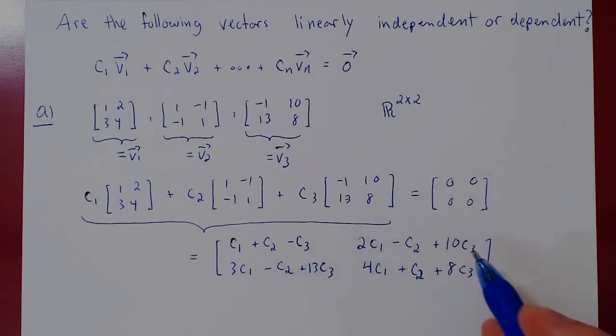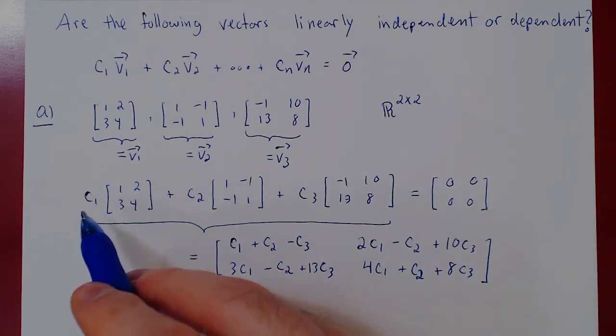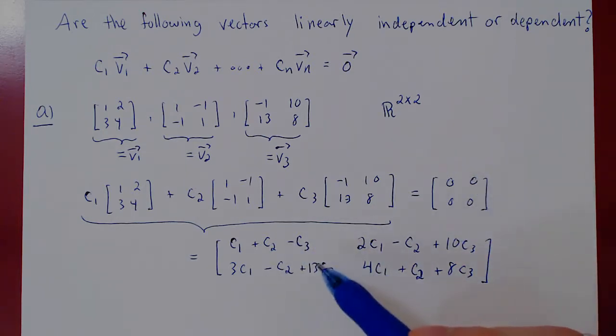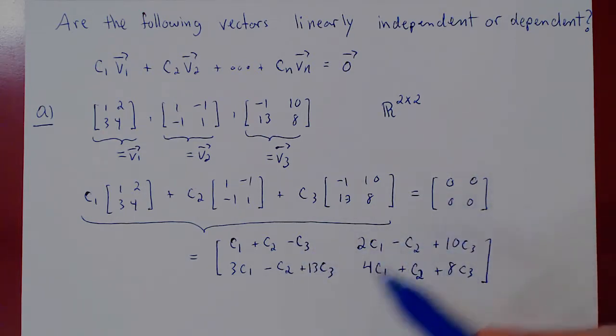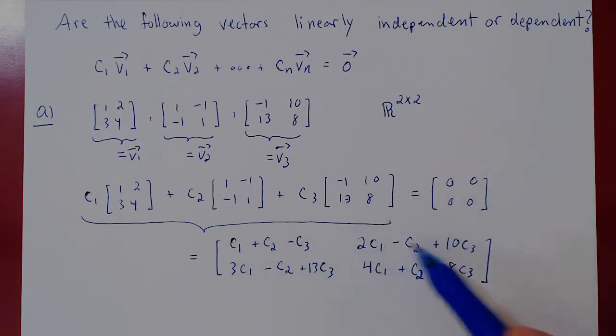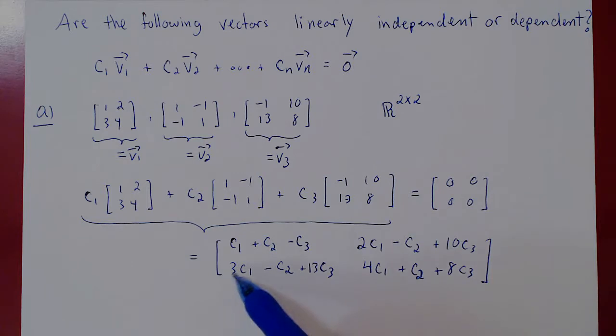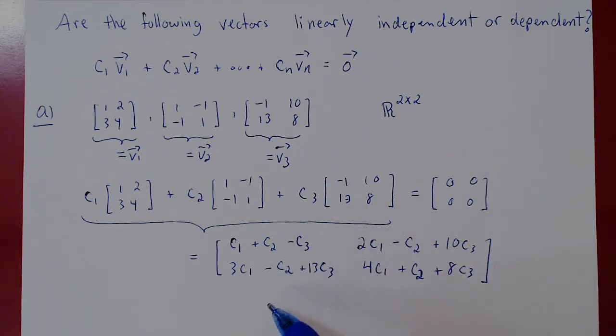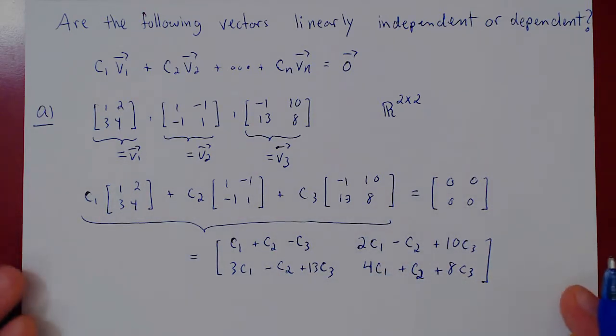And if you look at this now, after we combine our linear combination into a single matrix, this matrix equals the zero matrix, but they can only be equal if they have the same corresponding entries. And so this must be 0, this one must be 0, and the same goes for the other two entries. So all of these must be 0, and we therefore get a linear system with 4 equations and 3 variables. So let's solve the system.